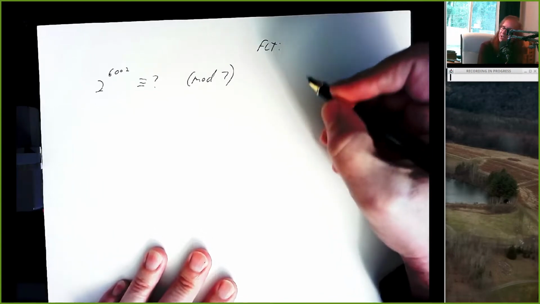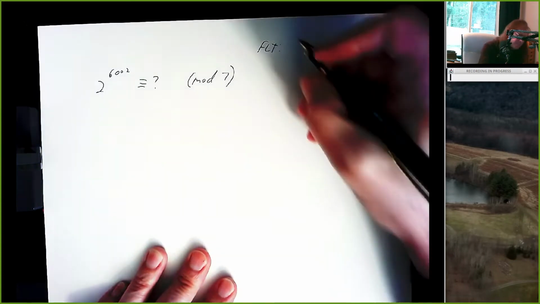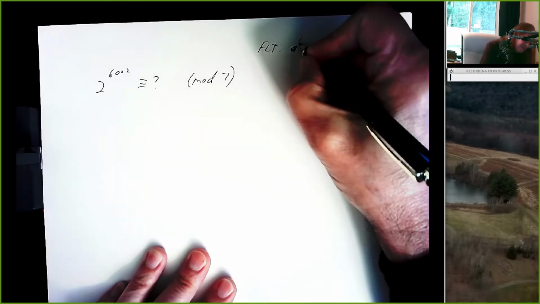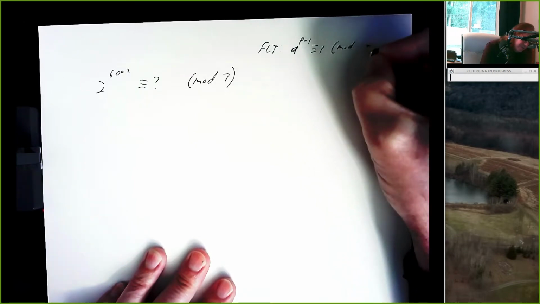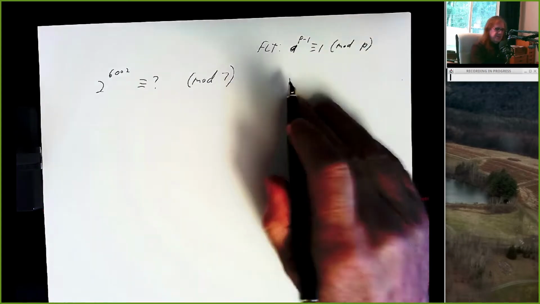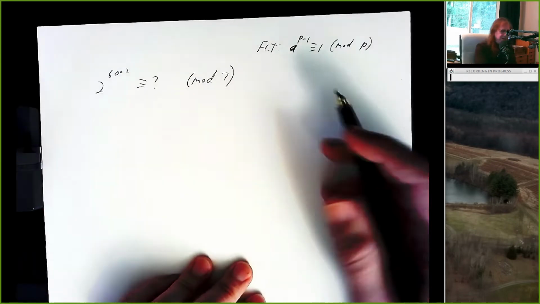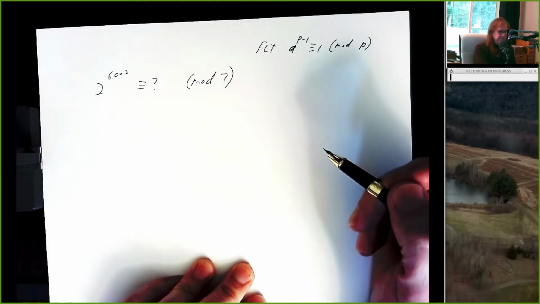It says in general, a to the p minus 1 is congruent to 1 modulo p, as long as a is not congruent to 0 mod p, because if a is congruent to 0, then any power is also congruent to 0. But as long as a is not a multiple of p, a to the p minus 1 is congruent to 1 mod p for pretty much any a.